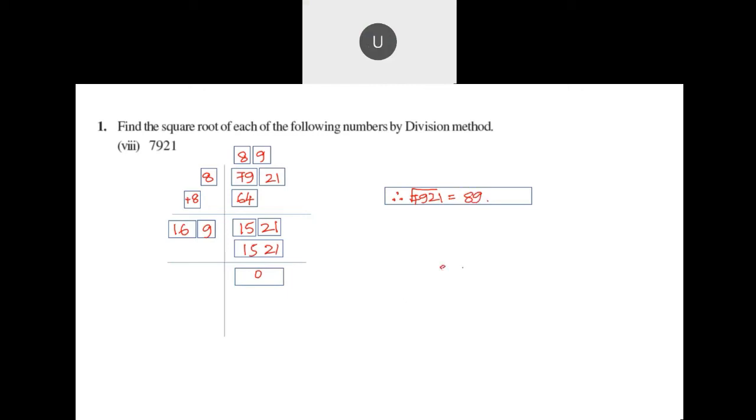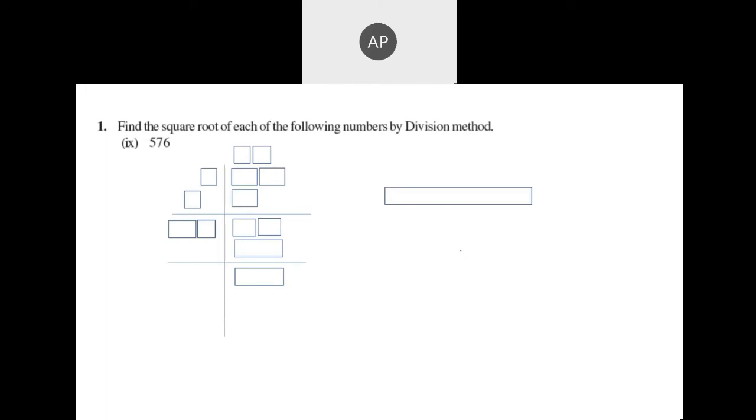Understood? Yes, sir. Now it's a very simple question. 24, sir. Fast we will solve it. Is it 24 or 26? 24 squared is equal to 576. So the root of 576 is 24.